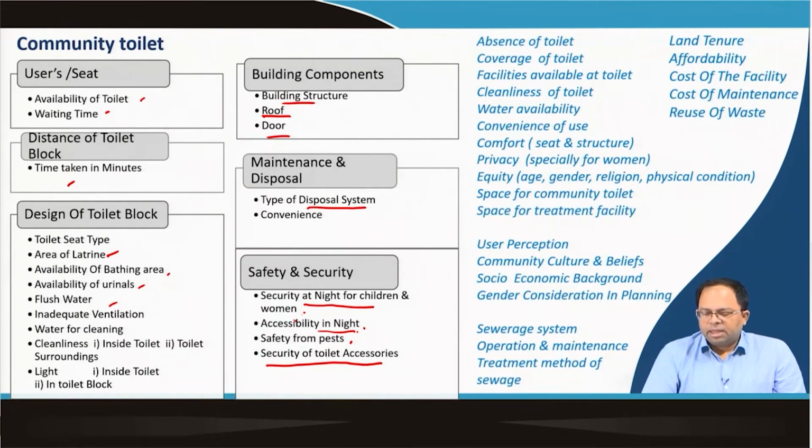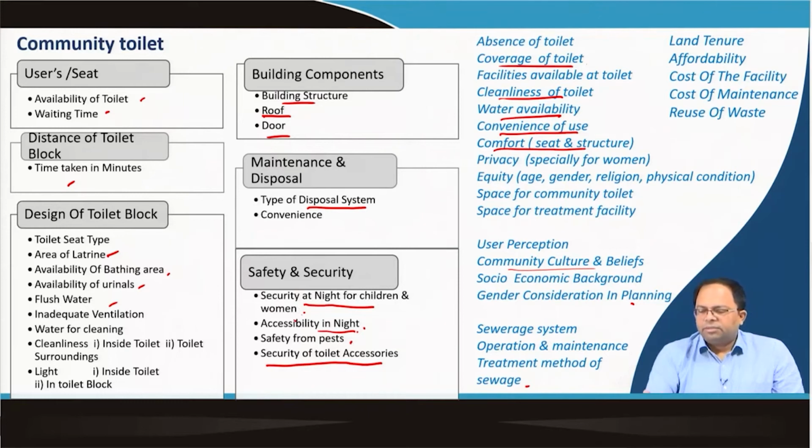So, you can see these are some other considerations. For example, operation and maintenance, treatment method of sewage, user perception, community culture and beliefs of that community, if they are taken care of, socioeconomic background, gender consideration, then privacy of women, comfort, convenience of use, water availability, cleanliness, then coverage of toilets, if all the areas are covered or not. One is how many seats, that is important, that is, one toilet would be used by how many people. The other is if the toilet is available everywhere, meaning the distance or access time is less. So, the coverage of toilets is also important.